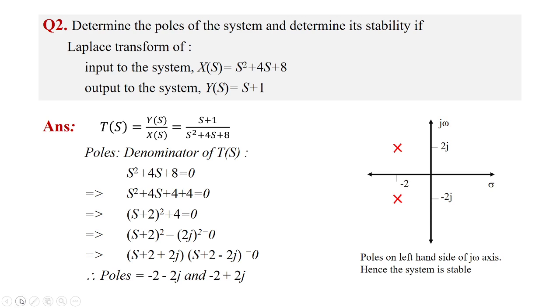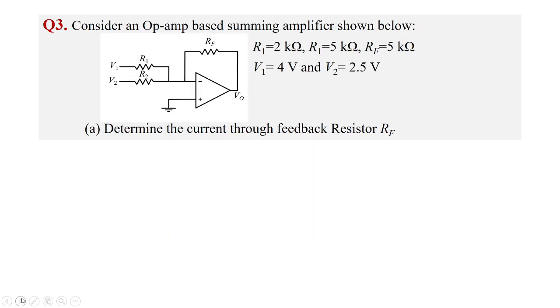We'll start with the third question. The third question is on an op-amp based circuit. So I will read the question first. The question is, consider an op-amp based summing amplifier shown below. The question has also given the values of the components connected to this adder or summer: R1, R2, RF values, and V1 and V2 are also given. The question is to determine the current through feedback resistor RF.